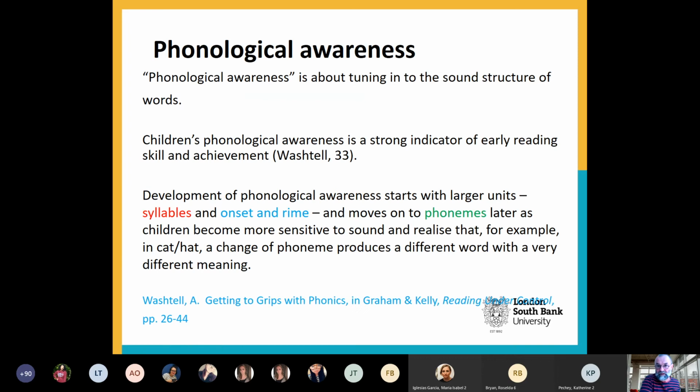Okay, so phonological awareness is about children being aware of the sound structure of words. If they've got it, it's a strong indicator that they will have early reading skills and will be able to achieve as early readers. So we've got some stuff here about development of phonological awareness. It starts with larger units. We talk about syllables, and we're going to come back to syllables a little later on. And we're going to talk about onset and rime. Note the spelling of rime there, R-I-M-E, not R-H-Y-M-E. Onset and rime is something that I suspect we are familiar with, but might not know as onset and rime. And then we've got phonemes, which is perhaps this new area that we're going to think about today.